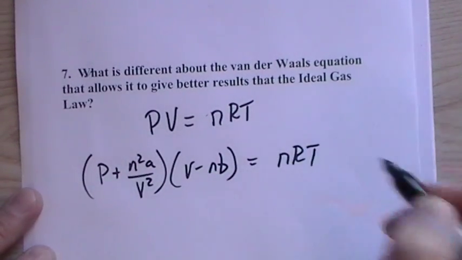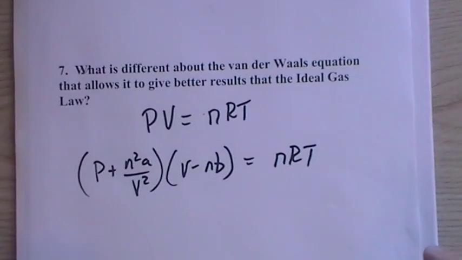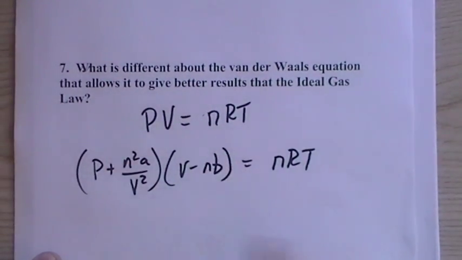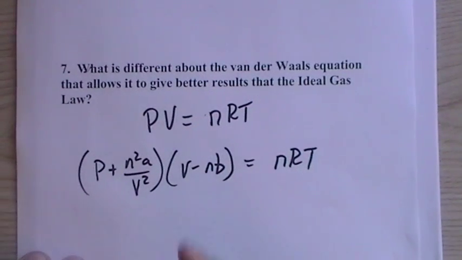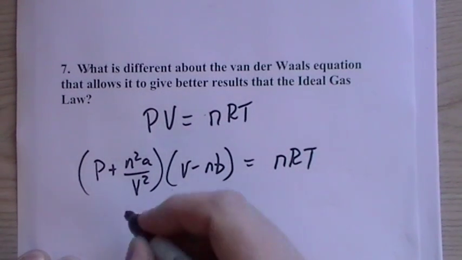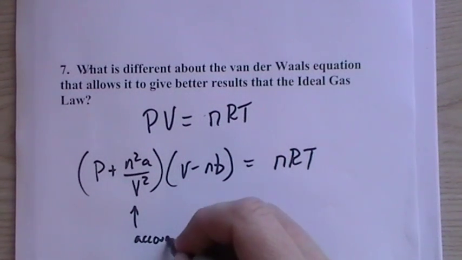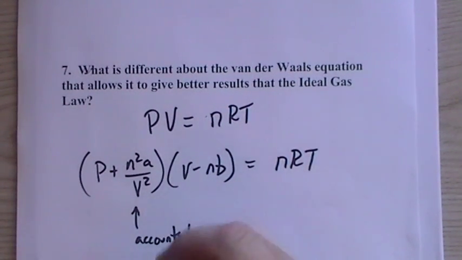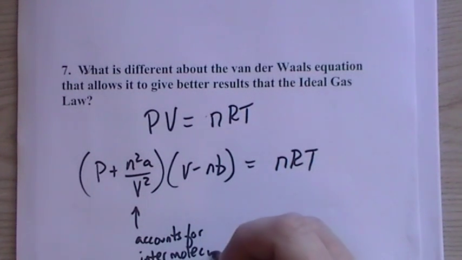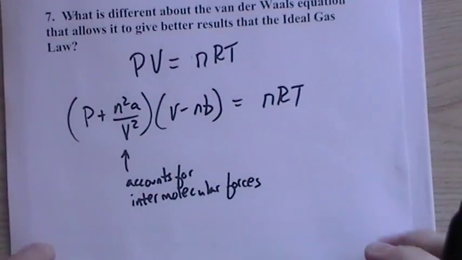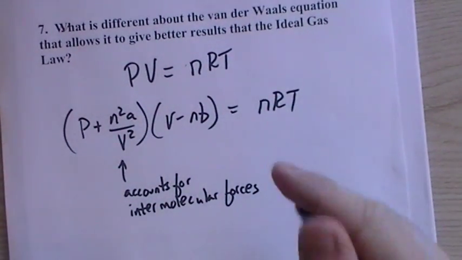Here's the van der Waals equation. The van der Waals equation is for real gases. And you can see that if you get rid of this term and this term, we're back to the ideal gas law. So he did something to each of the pressure and volume terms. This term accounts for intermolecular forces. Attractive forces affect the pressure, as we said above.